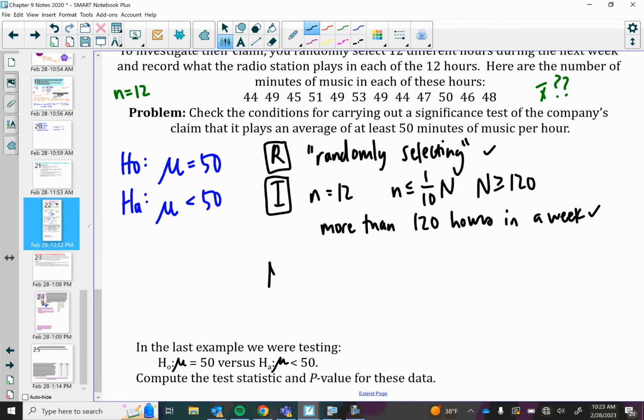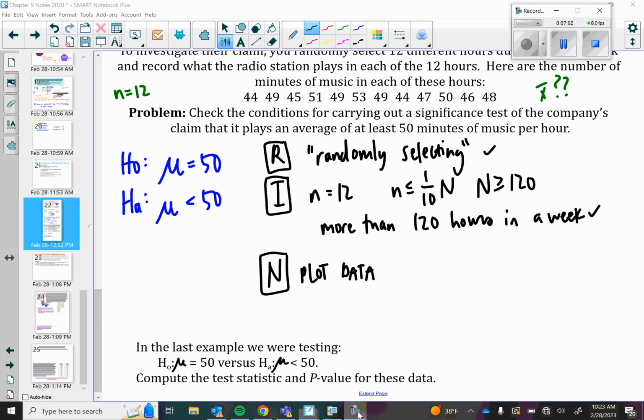And now if we want to check our normal condition, unfortunately, because our sample size is small, we do need to plot our data. I'm going to pause the video and enter my data into my calculator, and then we'll talk about that in a moment.